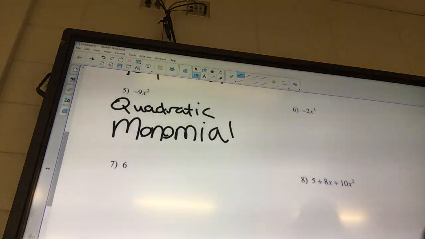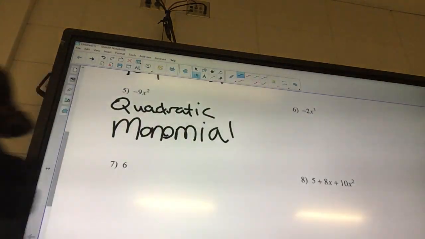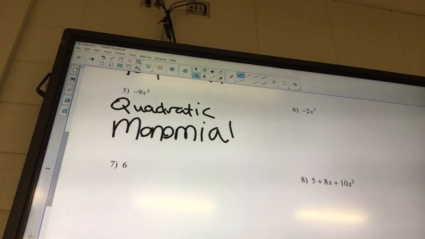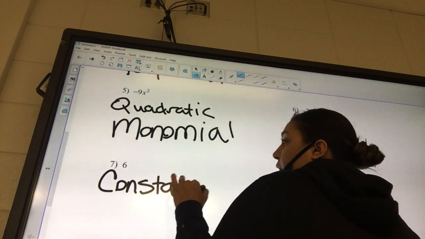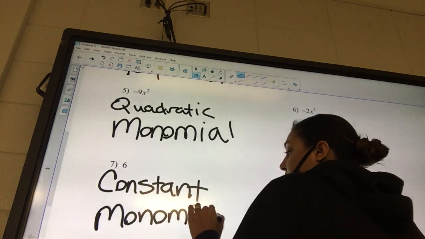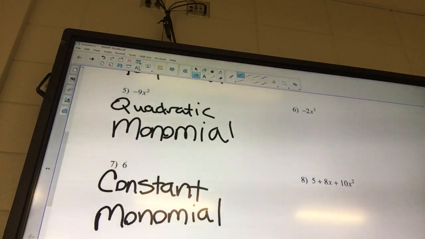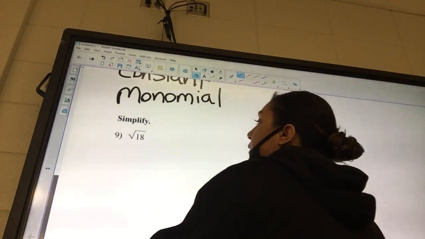Okay, 7. What's the highest exponent? 0. It has none. It's just a number. There's no x's, so it's going to be a constant. How many pieces? 1. So it's going to be a monomial. Does the other side work the same way? Like all the evens on that side? Yeah. Okay, 9. These ones are the ones that are simplifying radicals, okay?